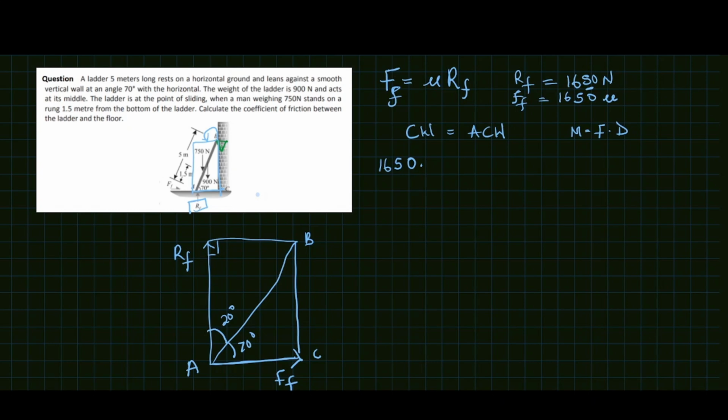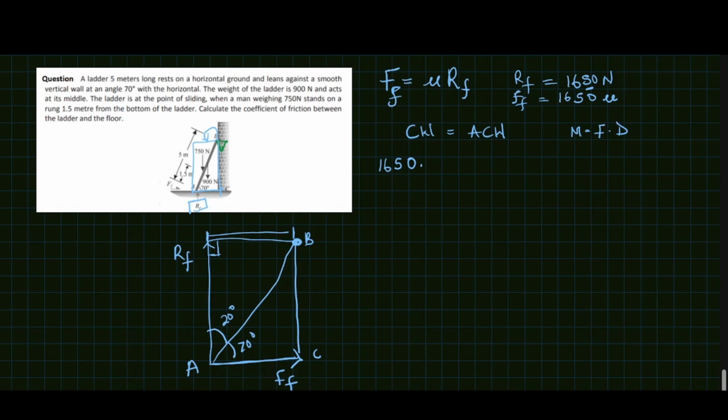The perpendicular distance of RF from the pivot point B is simply going to be from here to this point. So just keep in mind that if your force is vertical, the perpendicular distance will be measured along the horizontal line. If the force is horizontal, then the perpendicular distance will be measured vertically. So just keep that in mind whenever you're solving these questions.